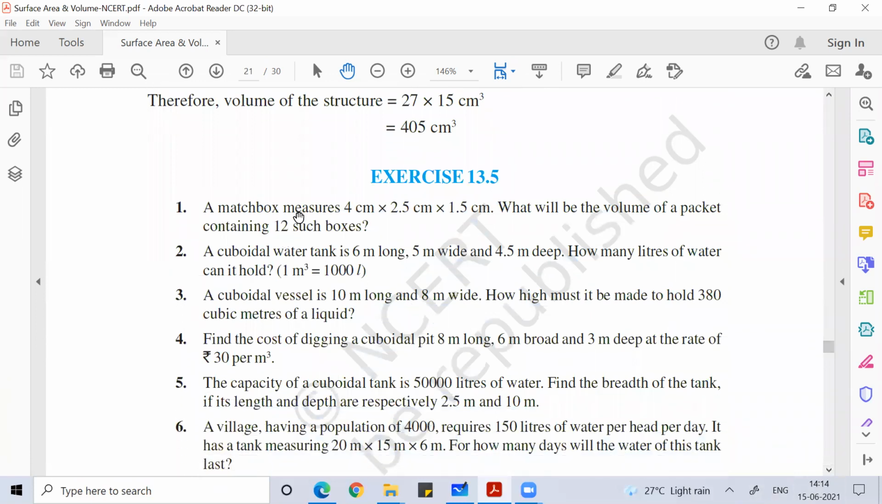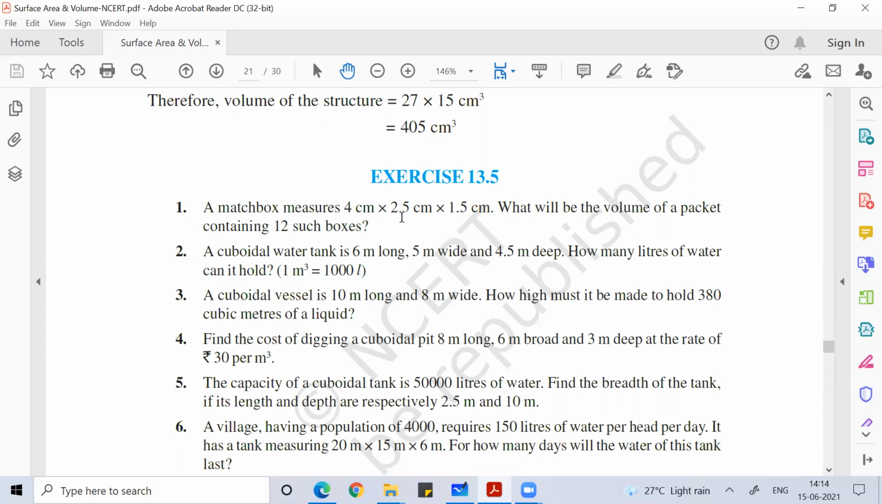So, question number 1. A matchbox is given having dimensions 4 centimeter into 2.5 centimeter into 1.5 centimeter. Find the volume of 12 boxes, which means 12 into 4 into 5 by 2 into 3 by 2. So 2.5 I can write as 5 by 2, and 1.5 I can write as 3 by 2. So 12 into 4 into 5 by 2 into 3 by 2, I can solve it and I'll get the answer.